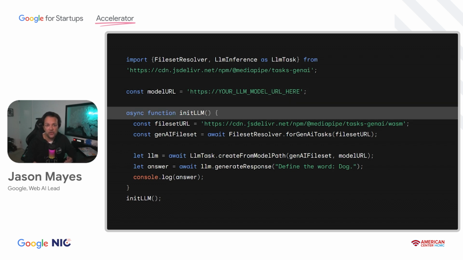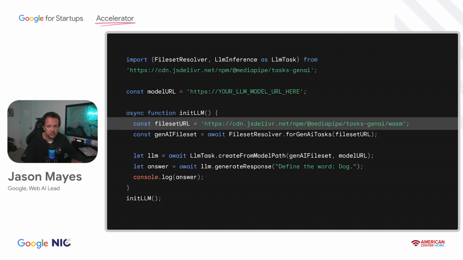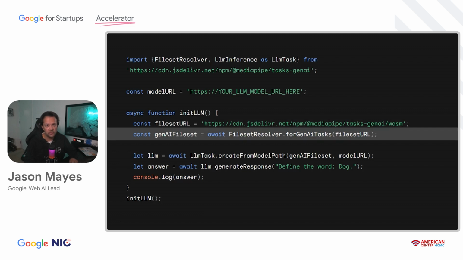Now define a new asynchronous function that will actually load and use the model. Inside of this, you can specify your fileset URL that defines the MediaPipe runtime to use. This is using the default one that they provide and host, which is safe for you to use too. However, you could host this file yourself on your own server if you prefer.